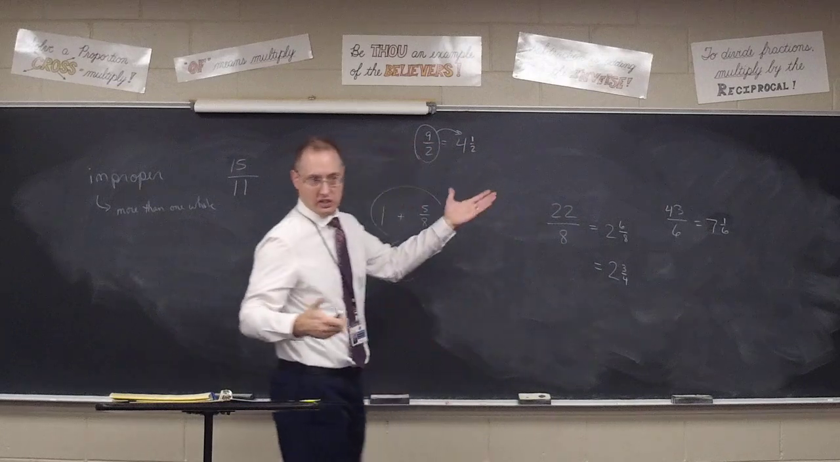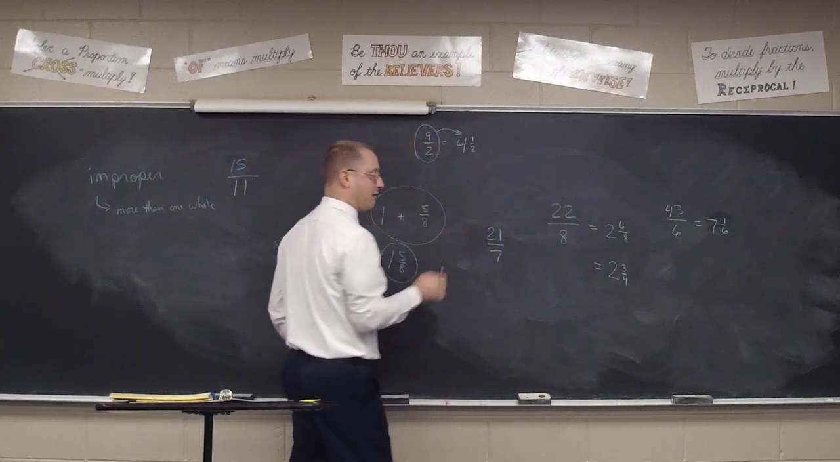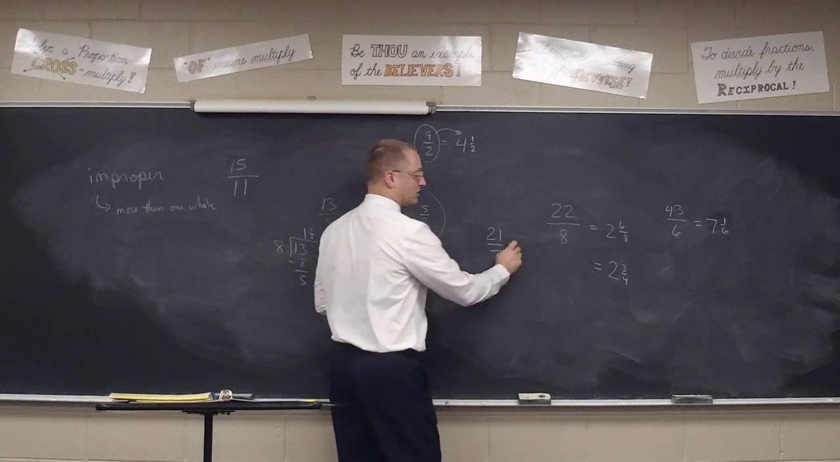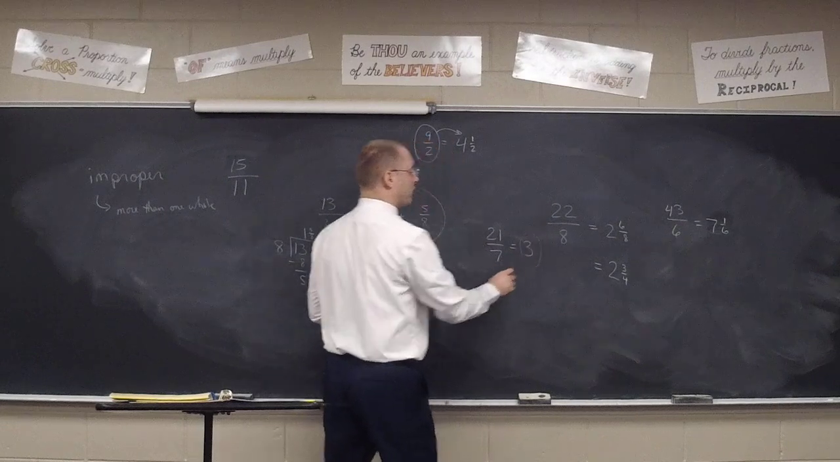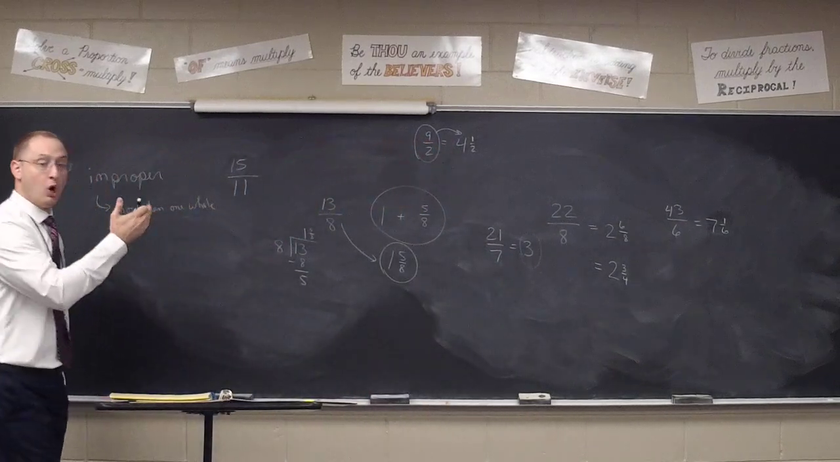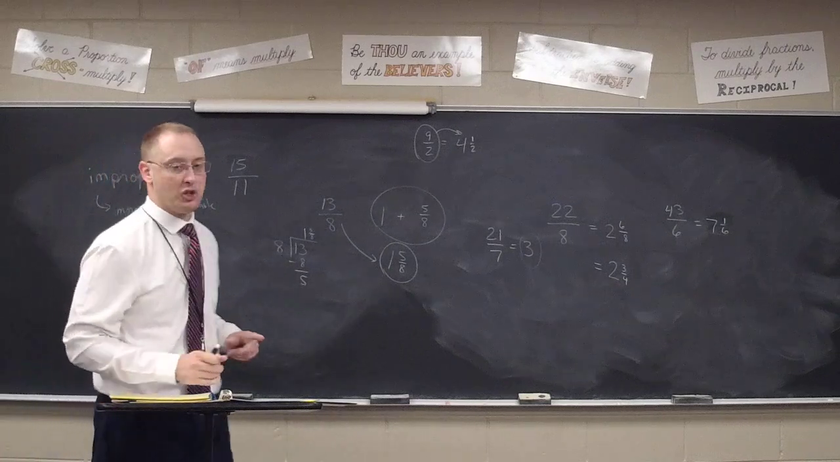So 7 and 1/6. It is possible, though, you might get an improper fraction like this, 21 sevenths. How many times does 7 go into 21, class? 3. How many left over? None. It is possible for improper fractions sometimes to become whole numbers, integers. And that's possible as well. But the key is you are dividing.